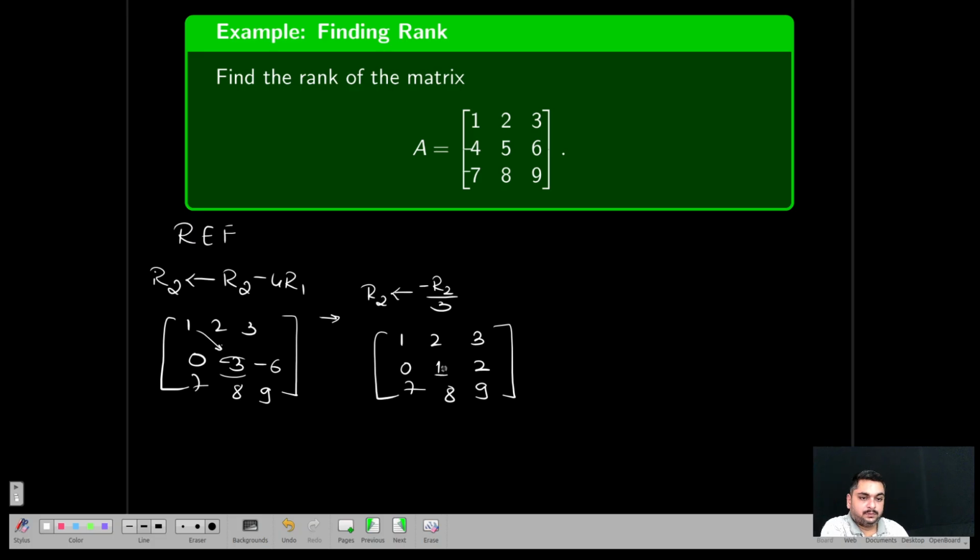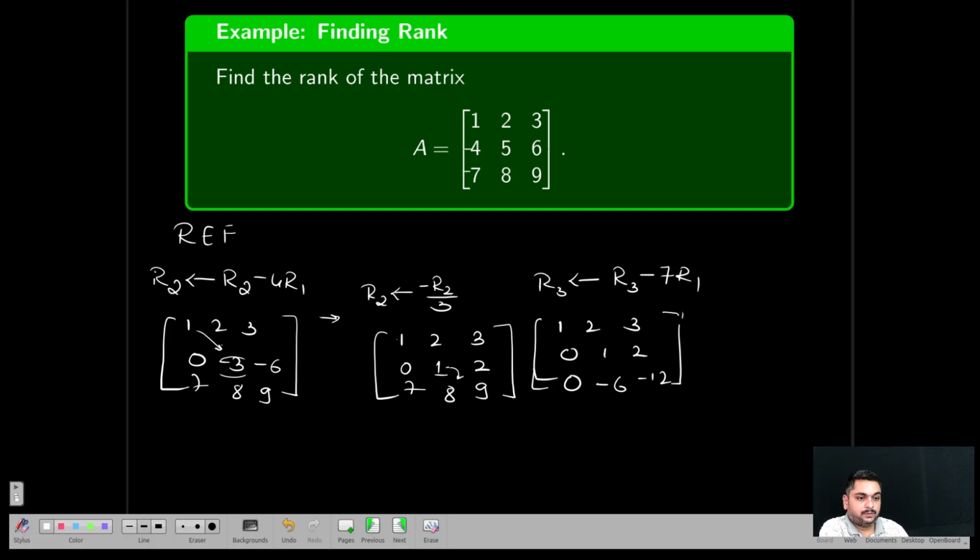Now, the element below this pivot should be 0. I cannot make it 0 from this row because it is 0 here already. So for that, we will try to reduce it from row 1. Row 3 becomes R3 minus 7 R1. The resultant matrix is 1, 2, 3, then 0, 1, 2, then this becomes 0, 8 minus 14 is minus 6, and 9 minus 21 is minus 12.